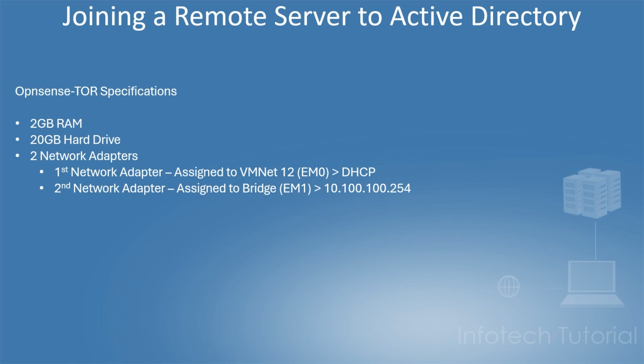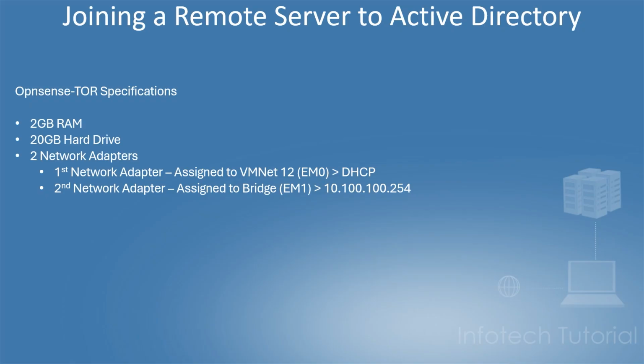Now, I've created my new OpenSense router with the following specs. The name is OpenSense-TOR. It has 2 GB of RAM. It has a 20 GB hard drive space. It has 2 network adapters. One network adapter is on the bridge network, and in OpenSense, this is assigned to EM1, and it's a WAN interface, and it has DHCP configured to get an IP address. And the second adapter is on the VMnet 12 network. This is the EM0 adapter in OpenSense.